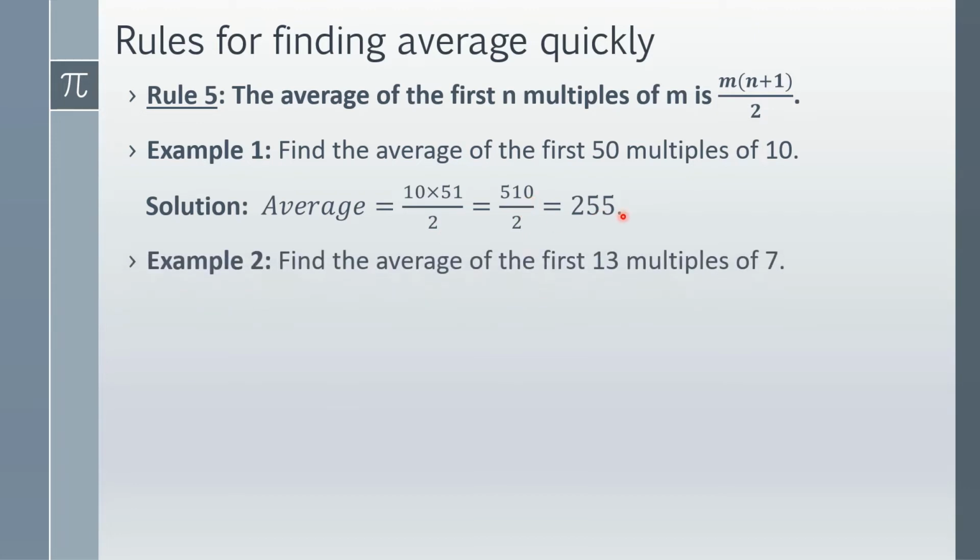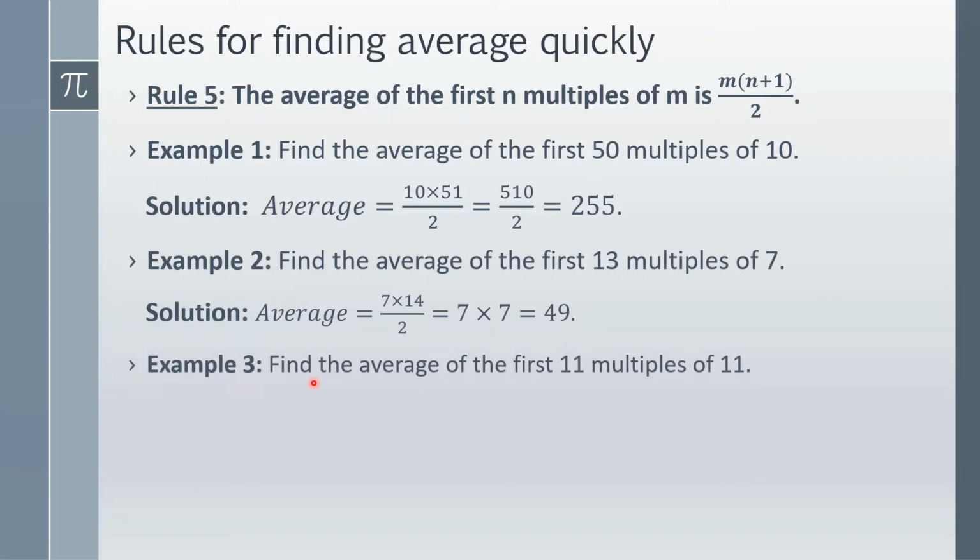How will you find the average of the first 13 multiples of 7? We need to find the average of the first 13 multiples. So add 1 to 13, so you'll get 14. Then find 14 into 7 by 2 to get the average. So 14 into 7 by 2 is 7 into 7. You can cancel 2 and 14. Then 7 7s are 49. So we get the average is 49.